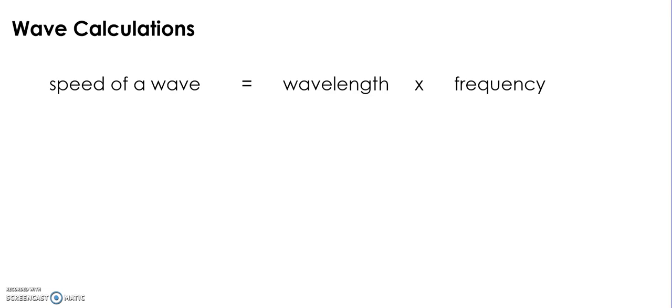Wavelength times frequency will give you the speed, because wavelength is measured in meters, let's say, or centimeters, some length unit. And if we multiply that times our frequency unit, which is 1/seconds, we would get something like meters per second, which is a speed. How far do you go in a certain amount of time? So speed of a wave, we're going to talk about that.